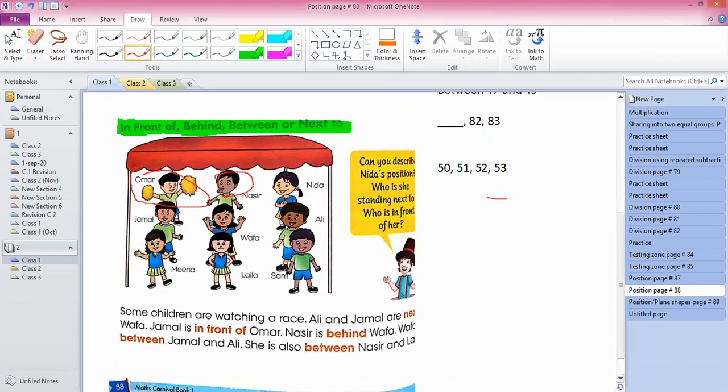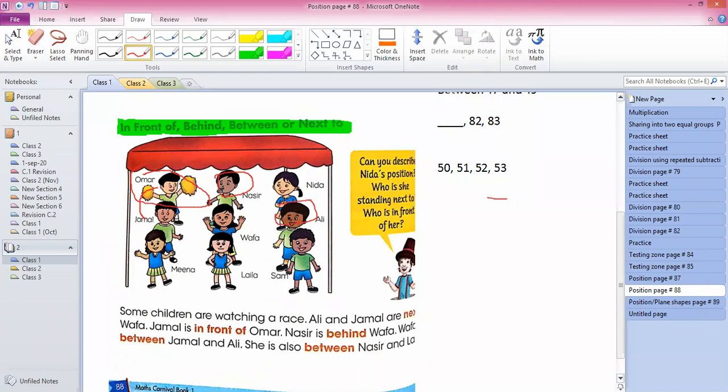But in front of is the opposite. The person who is standing in front of Umar will be Jamal, okay? Who is standing in the front, Jamal. So Jamal is in front of Umar and Umar is behind Jamal. Wafa is in front of Nasir and Nasir is behind Wafa. Ali is in front of Nida and Nida is behind Ali.